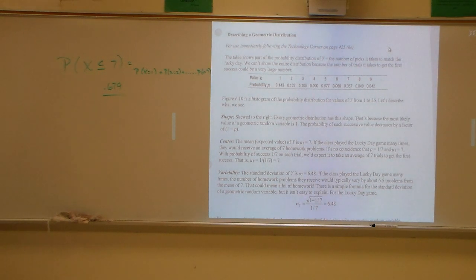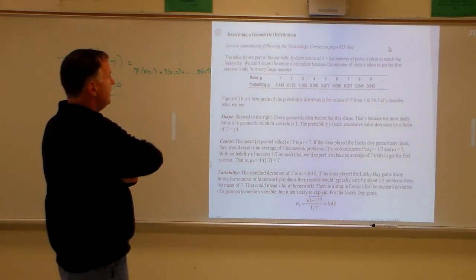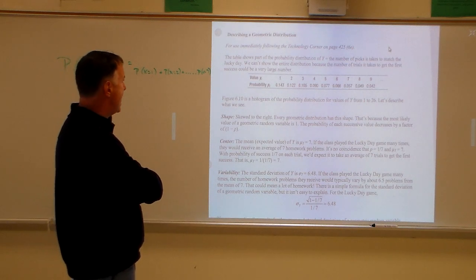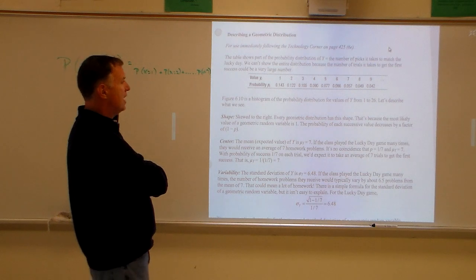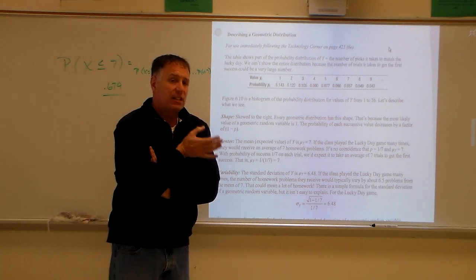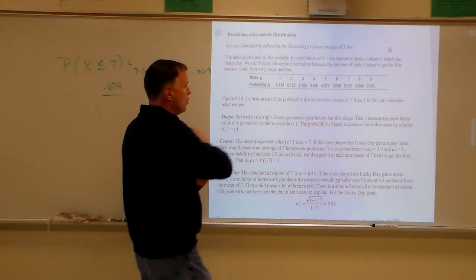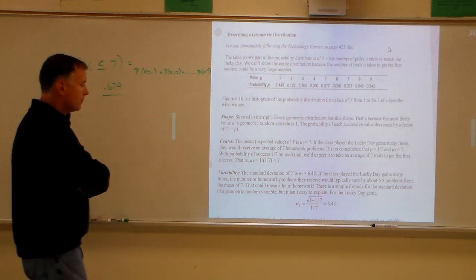So we're going to go through and talk about this, and we're going to do a few examples. The examples are easy. It's using 2 easy formulas. Relax. So, this table shows the probability distribution of Y, the number of picks it takes to match the lucky day. We can't show the entire distribution because the number of trials it takes to get the first success could be a very large number. So if you're finding the first success, you don't know what that last number is. It's not fixed, okay? So they're showing you a partial list.